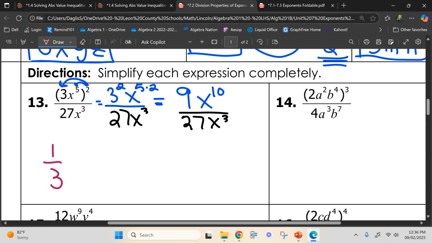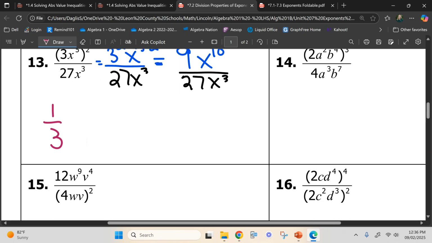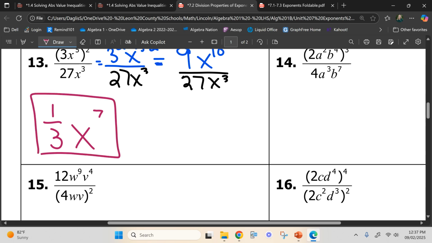x to the 10 over x cubed gives me x to the 7. There we go. We're dividing, so we're subtracting.